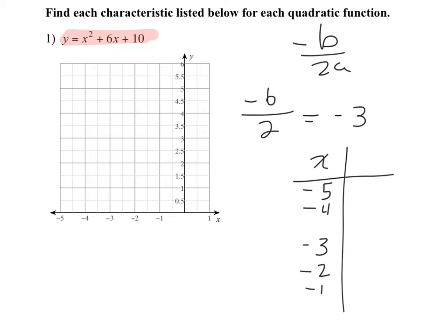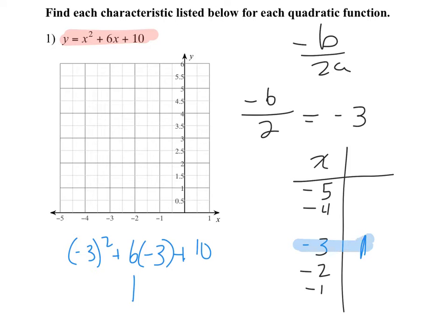Well, if I want a graph, I need an x and a y-coordinate, so I'm going to plug in where appropriate. So when I plug in negative 3, that's going to look like negative 3 squared plus 6 times negative 3 plus 10. And when I simplify this, I will get 9 minus 18, which is negative 9, plus 10 is 1. There's the y-coordinate of my vertex.